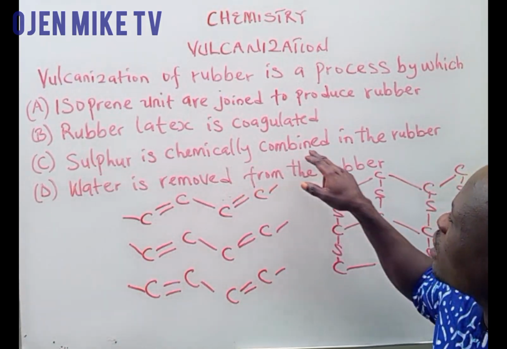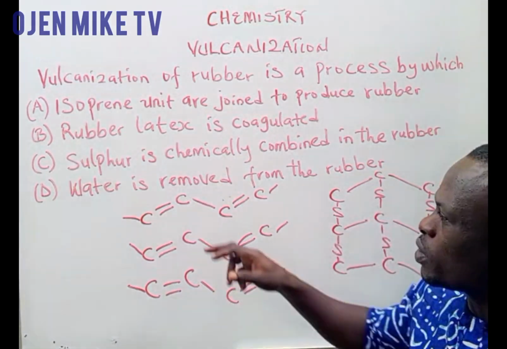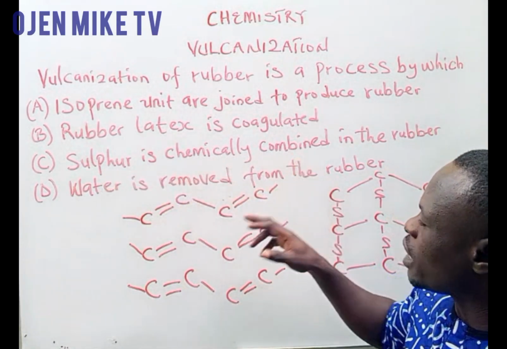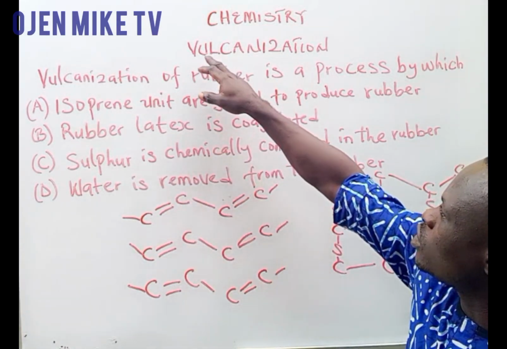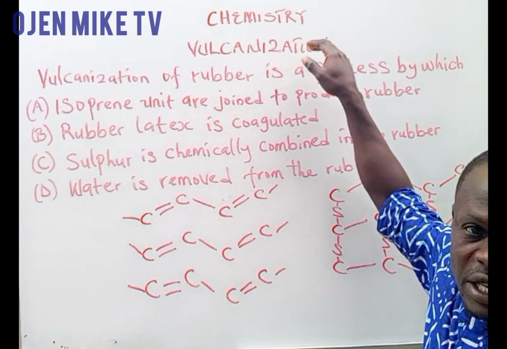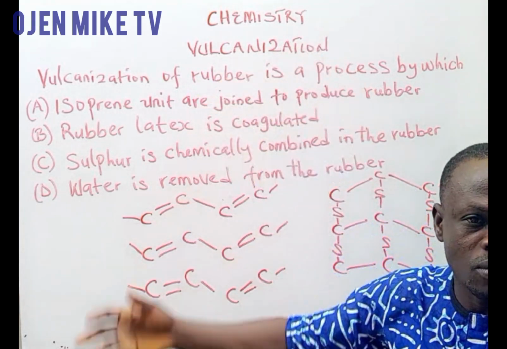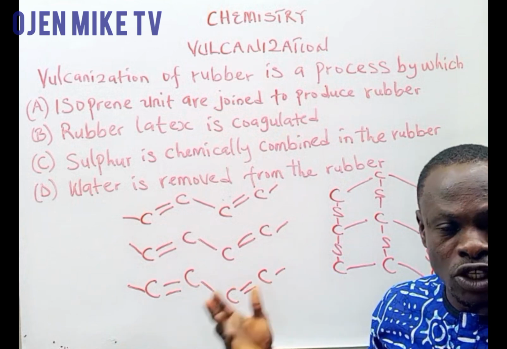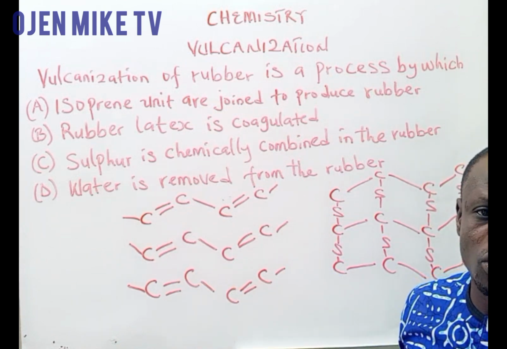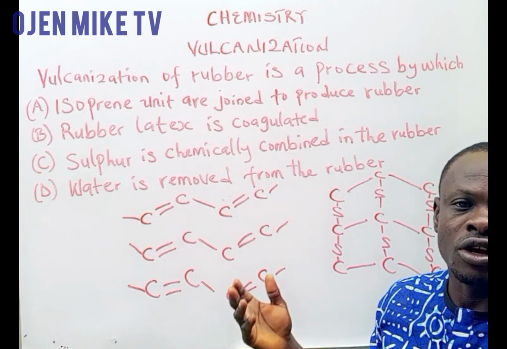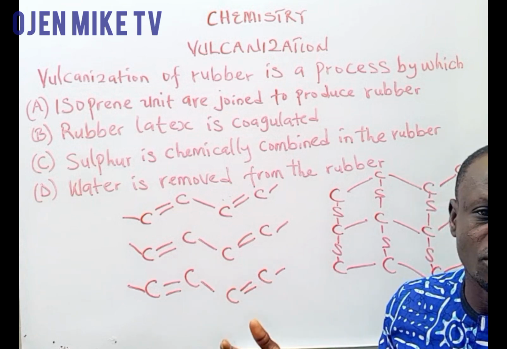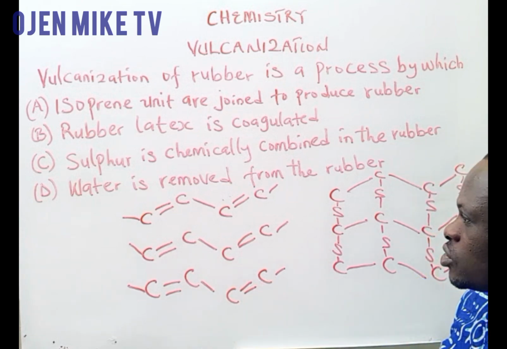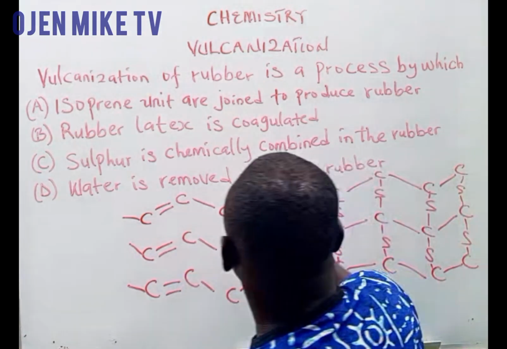So our correct option is: sulfur is chemically combined in the rubber. When sulfur is chemically combined in the rubber, it is called vulcanization, a process whereby natural rubber is heated with sulfur at very high pressure in order to obtain a more stable, harder, elastic rubber. So our correct option is option C.